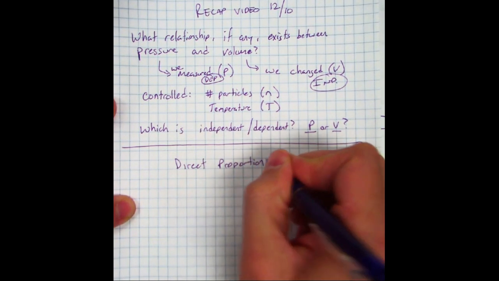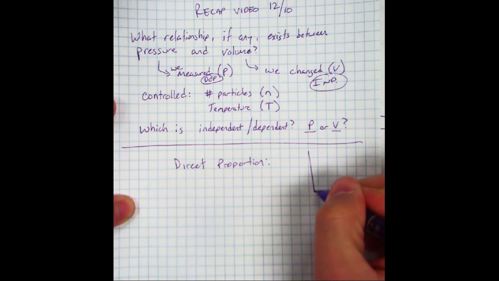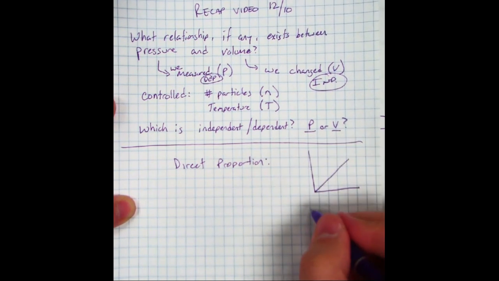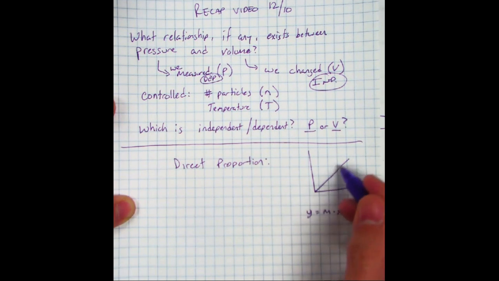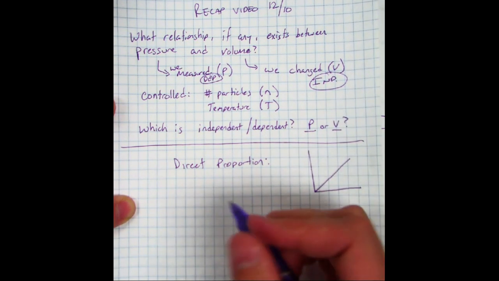A direct proportion is when you have a graph that looks like this. It goes through the origin and then increases at some amount. And we studied a lot of these, and these always have this form y equals m times x. And you might have a plus b. You might have this graph shifted up or down, but either way, a direct proportion doesn't involve the plus b. And that's just a technical math thing.